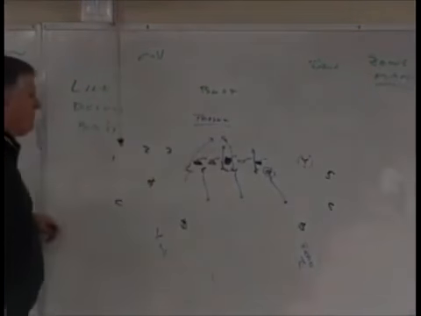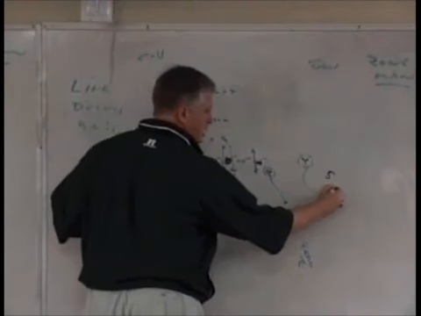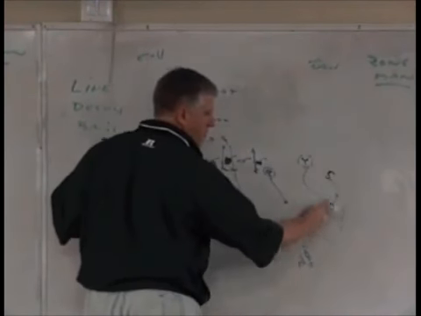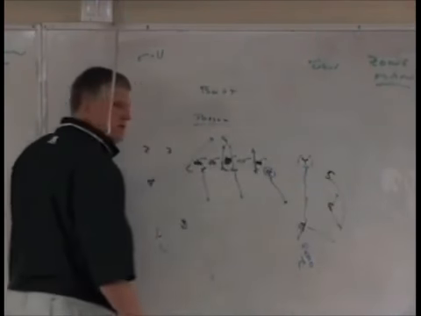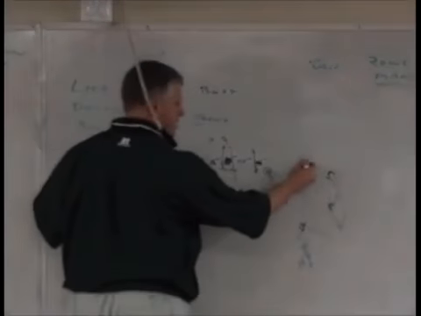So reading 4. Obviously if 4 goes out, the corner's got him. I'm over top of 5. If he comes vertical, I'm on top of 5. I'm on top of 4. Okay? Does everybody know the read? All right. We're going to read that.